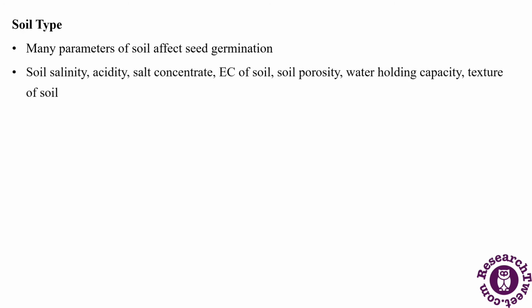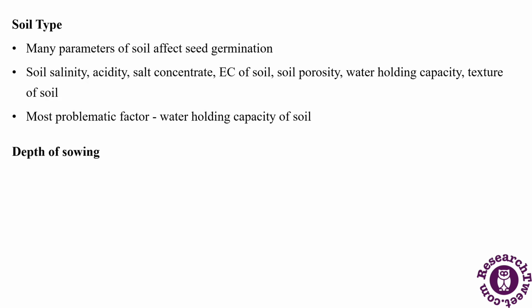Soil type. There are so many parameters of soil that affect seed germination. Among those factors, soil salinity, acidity, soil concentrate, electrical conductivity of soil, soil porosity, water holding capacity, and texture of soil also affect the seed germination. The most problematic factor is the water holding capacity of soil.